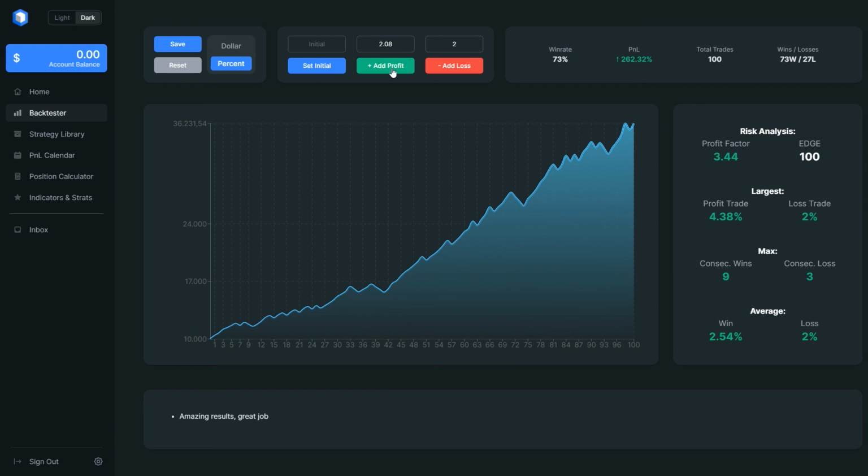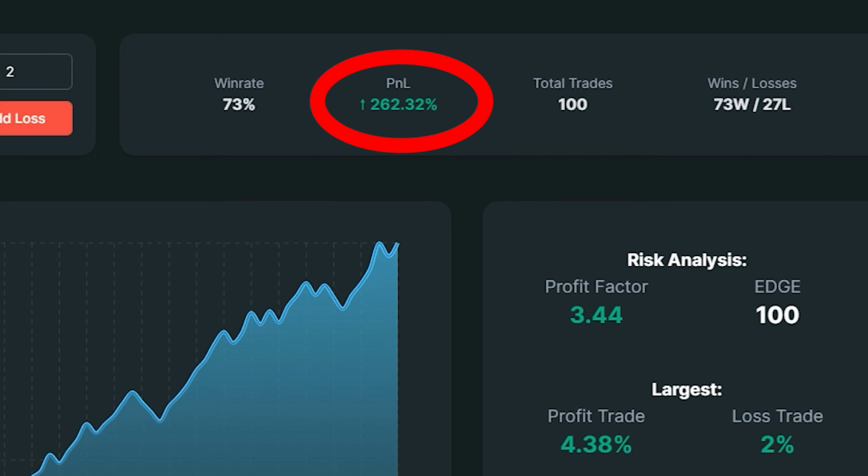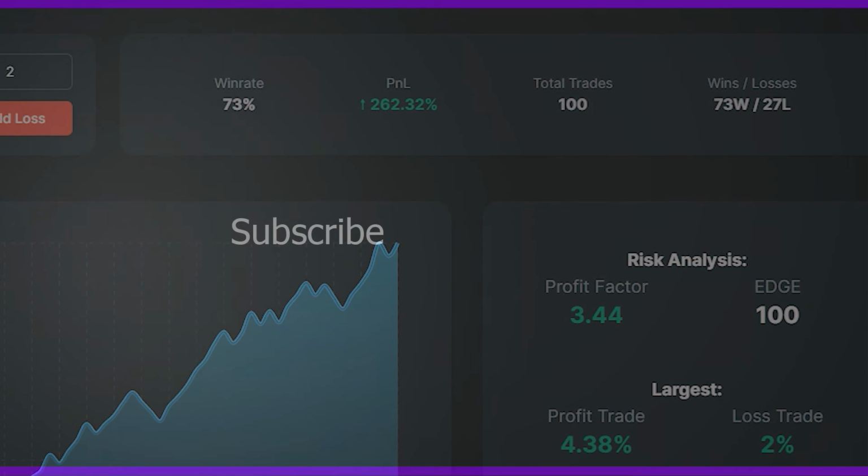So this seems to be a pretty decent strategy, in which we get a profit after 100 trades of 262%.